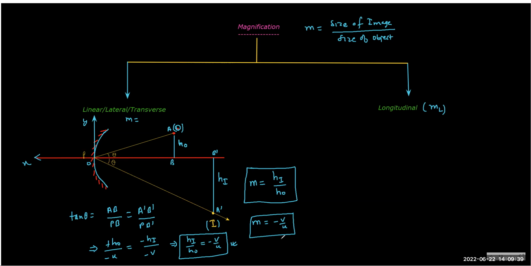Okay, so what else can we do now? Yeah, longitudinal. So how do we define longitudinal? For that we need to keep the object along the principal axis. Maybe I can keep some. So let's say we have an object. I'll take a small example, kept near C.